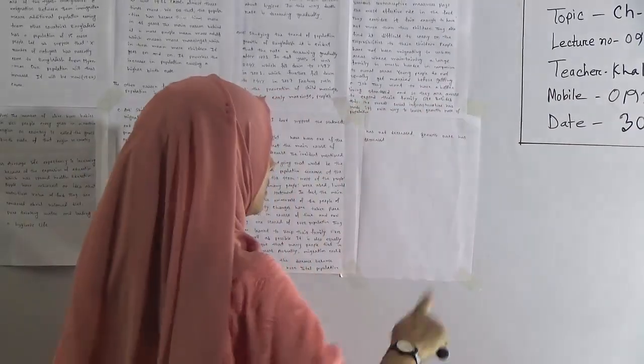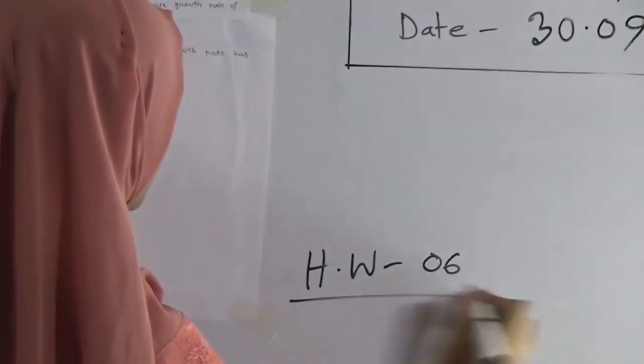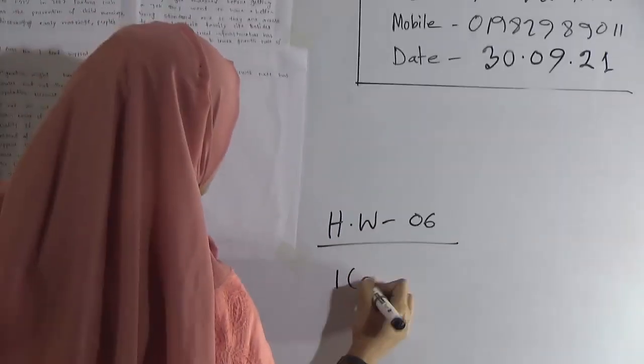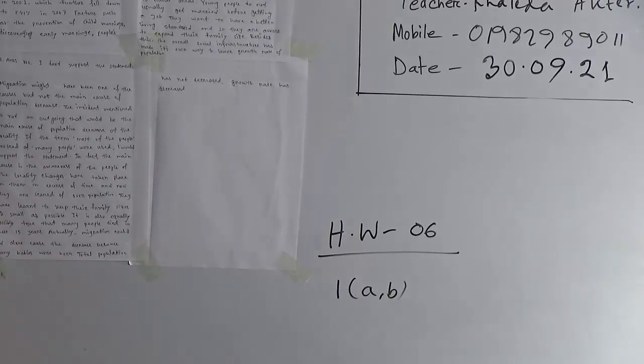So my dear students, you have homework, and your homework will be question number 1, A and B, and that is HW number 6. From question number 1, you have to do A and B for homework.